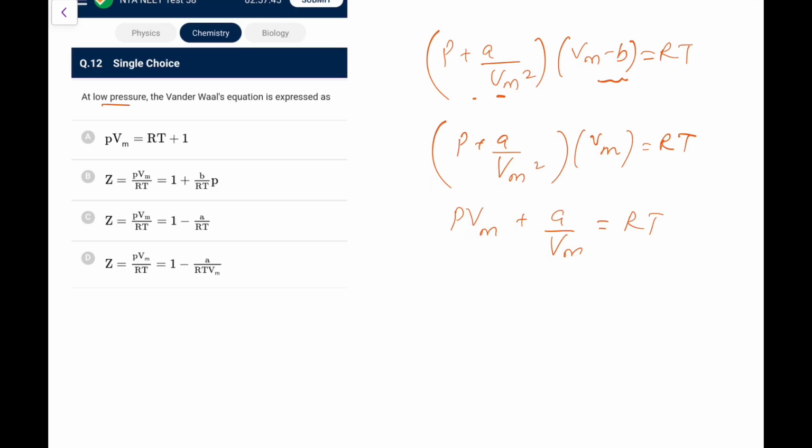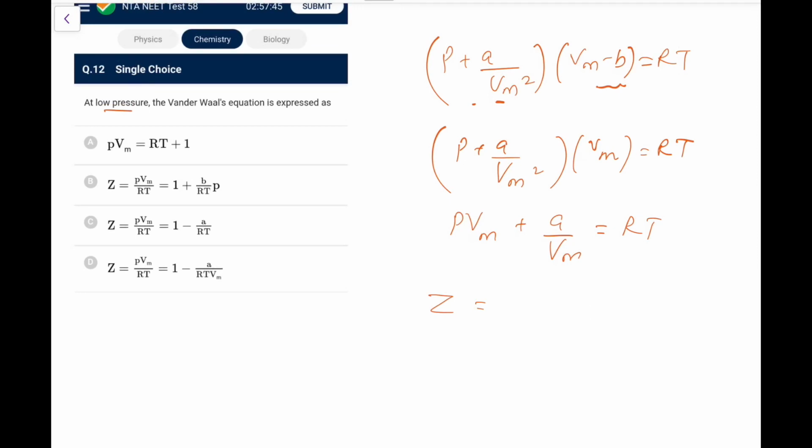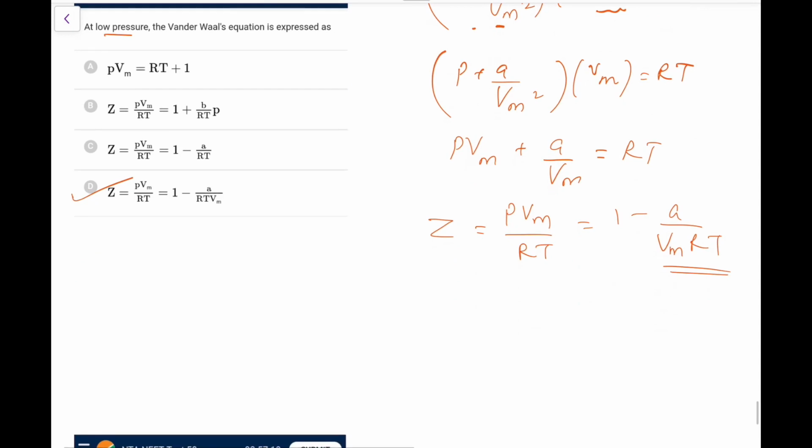So Z, if you write, Z is typically written as PVm upon RT. So if I do that, PVm upon RT would be equal to 1 minus a upon VmRT. That is what we are getting. So we are getting option D. So this is the 12th question.